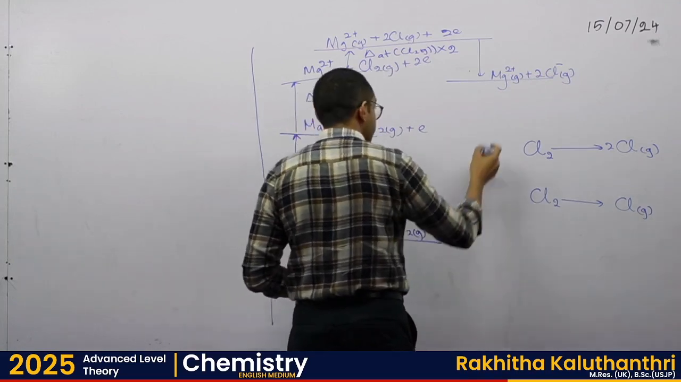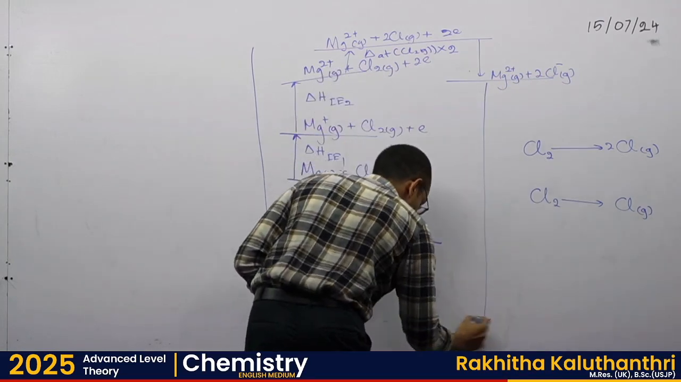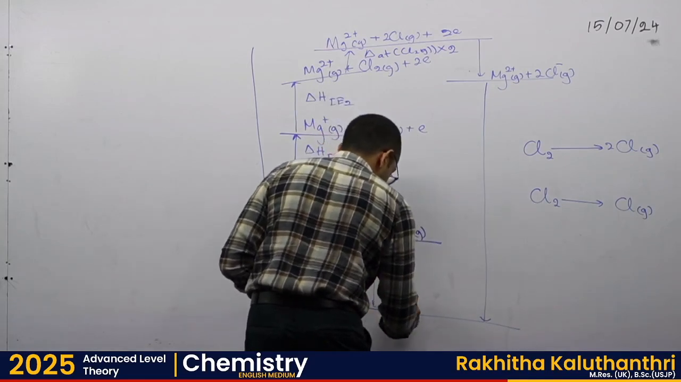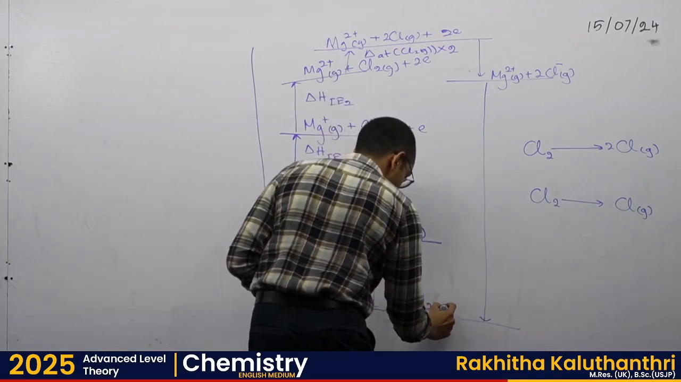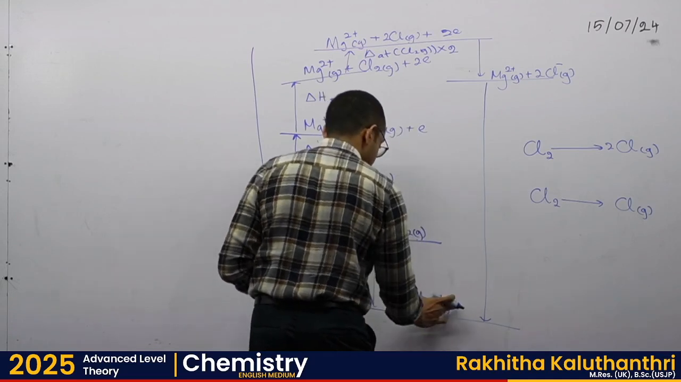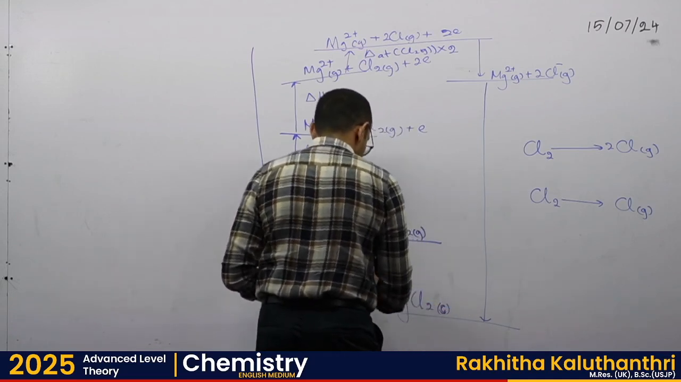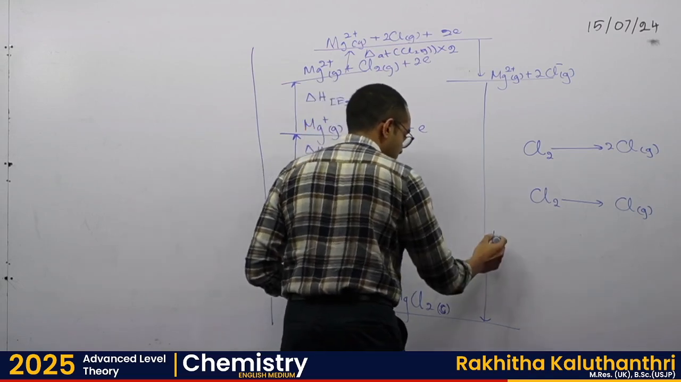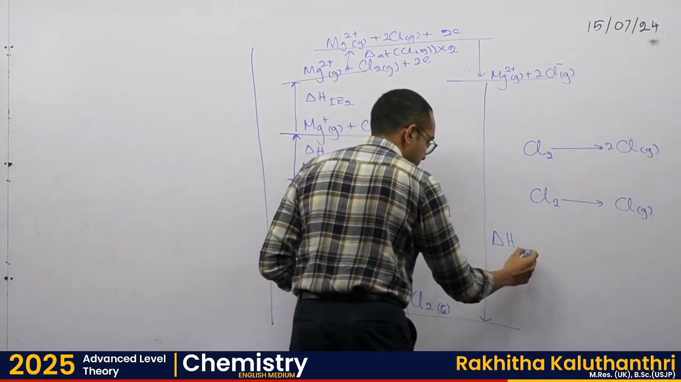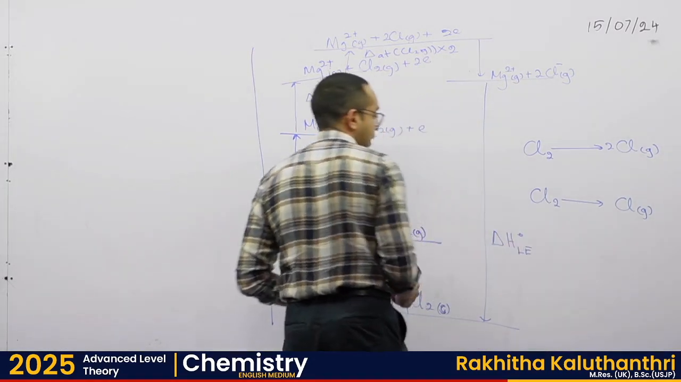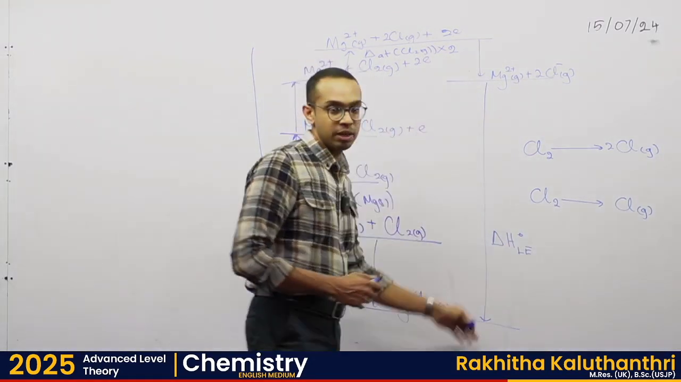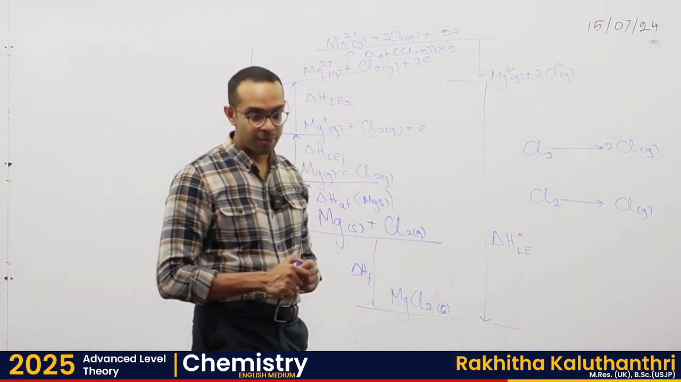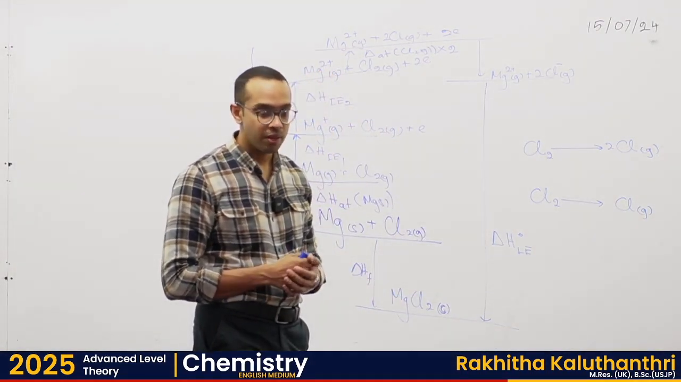At that point, we have come all the way down here to the formation of magnesium chloride solid. Magnesium chloride solid. This is going to be delta H formation, that is formation enthalpy. From here to here, that is formation. If you were going the other way around, that is dissociation enthalpy. Is that clear now?